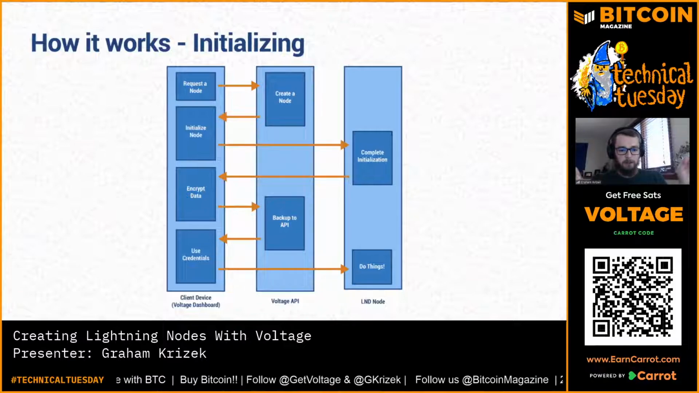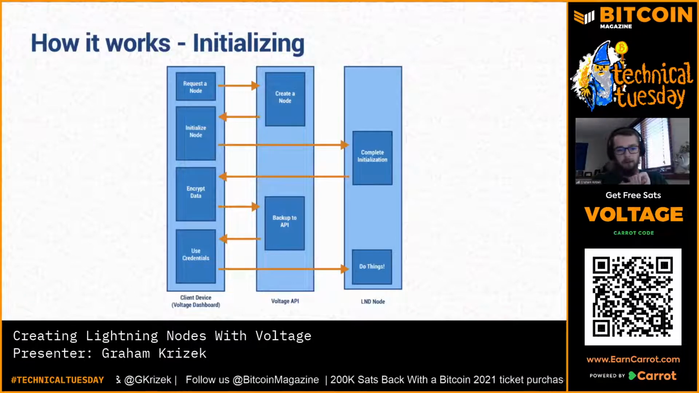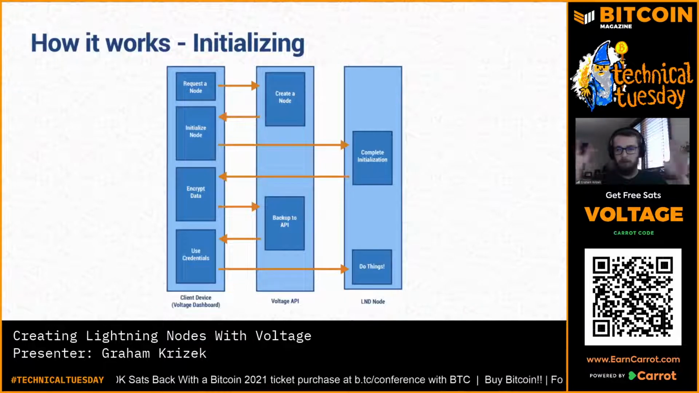So this is essentially how we achieve non-custodial nodes, in that we never see your password, we never see your macaroon, we cannot access anything about your node. When your node is running with us, it's essentially a black box with everything encrypted. We can't see your peers, balances, anything like that.